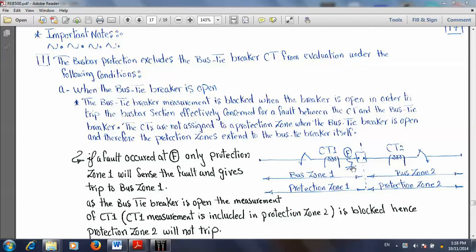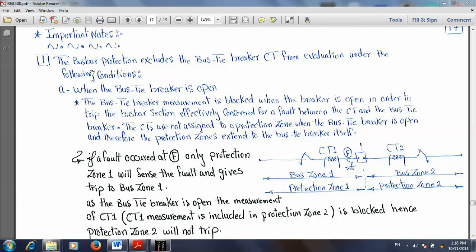But for the coupler and section, the CT measurement to be included in the measuring system doesn't depend only on the disconnector status, but also on the circuit breaker status. So to include the CT measurement, CT1 and CT2 for the bus section or the bus coupler, into the measuring system, the two disconnectors must be closed and also the circuit breaker.